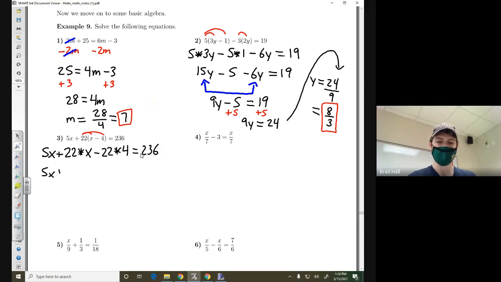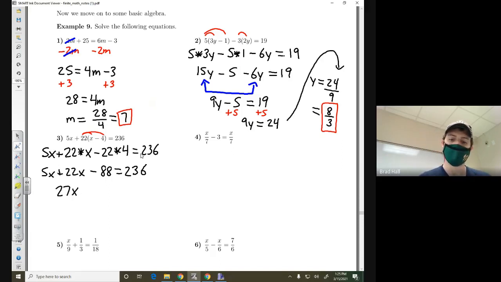And we can clean that up fast. 22x, and that's going to be 22, 44, 66, 88, equal to 236. And now everything's term by term, which means we can just add like terms. Well, the 5 and the 22 are right next to each other, 27x. Well, we have more like terms. The negative 88 and the positive 236. You can get them together.